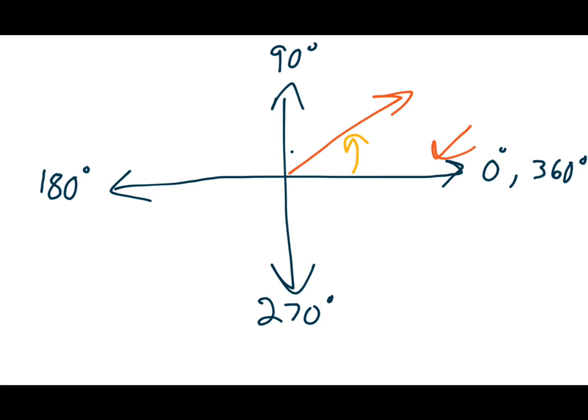But in trigonometry, we don't always use degrees. We use a different measurement called radians. Okay? Now, let me talk about what radians are, and then how we convert from degrees to radians.